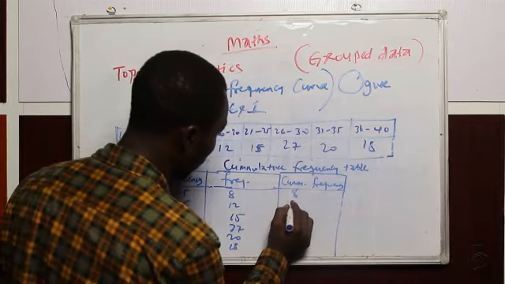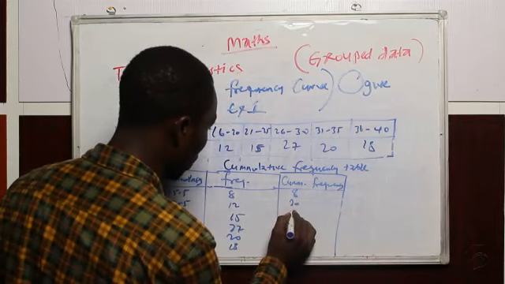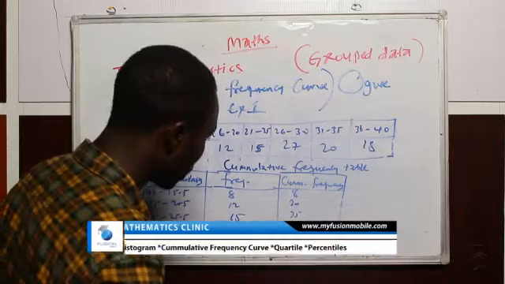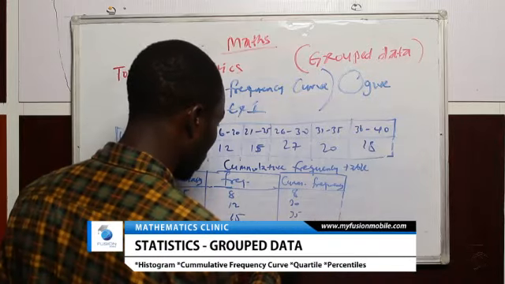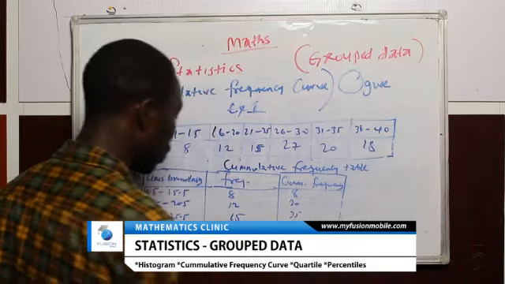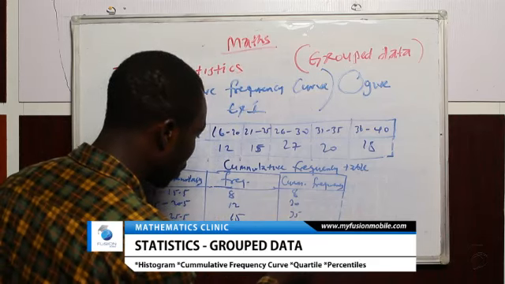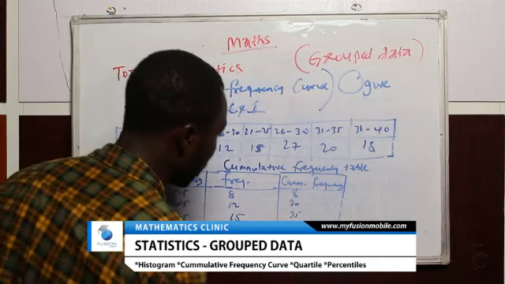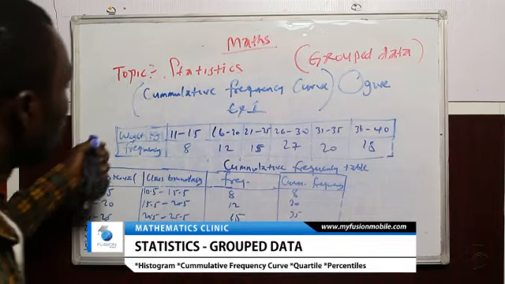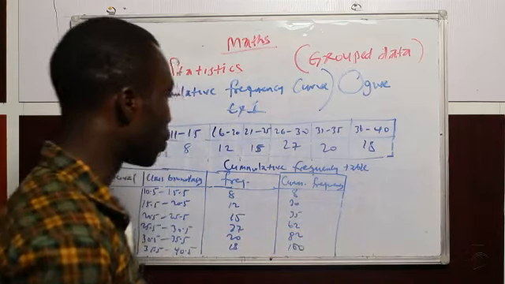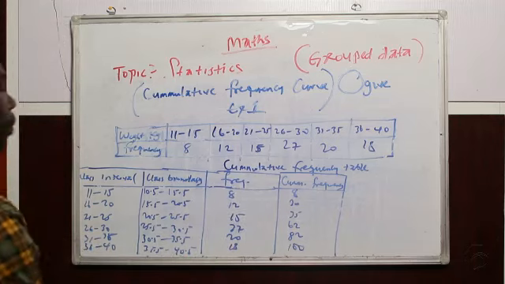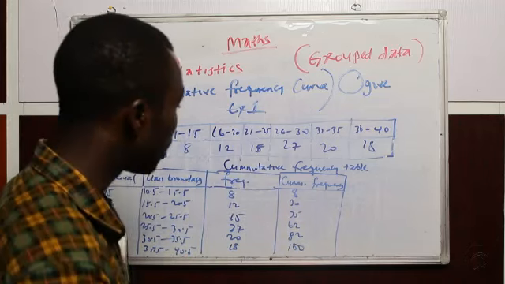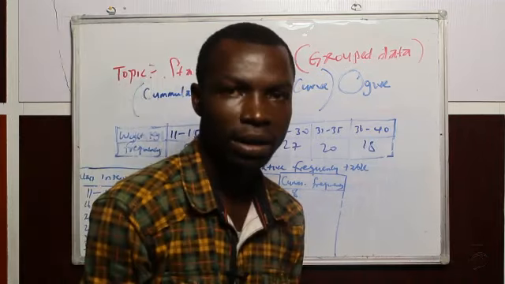Now, our cumulative frequency, we have to start from 8. 8 plus 12 will give us 20. 20 plus 15 will give us 35. 35 plus 27 will give us 62. 62 plus 20 will give us 82. 82 plus 18 will give us 100. Absolutely correct. So now we have 100 people in the community. And when you sum the frequency, it is equal to 100. And these are cumulative frequency data.